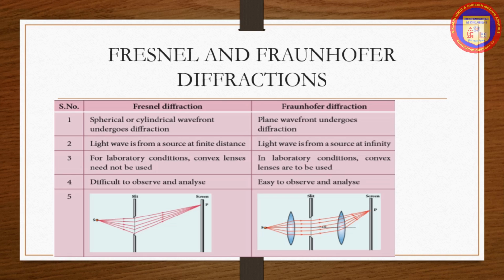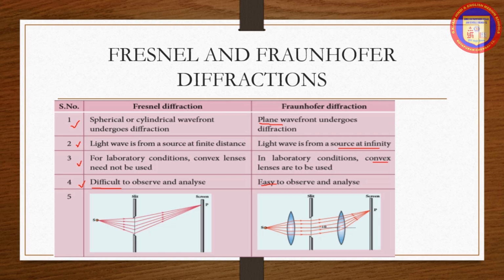We learn about Fresnel and Fraunhofer diffraction. Now we'll talk about Fresnel diffraction. Here spherical or cylindrical wavefronts undergo diffraction. The light wave is from a source at finite distance. For laboratory conditions, convex lenses need to be used. It is difficult to observe and analyze. Whereas in Fraunhofer diffraction, plane wavefronts undergo diffraction. The light wave is from a source at infinity. In laboratory conditions, convex lenses are to be used, and it is easy to observe and analyze.